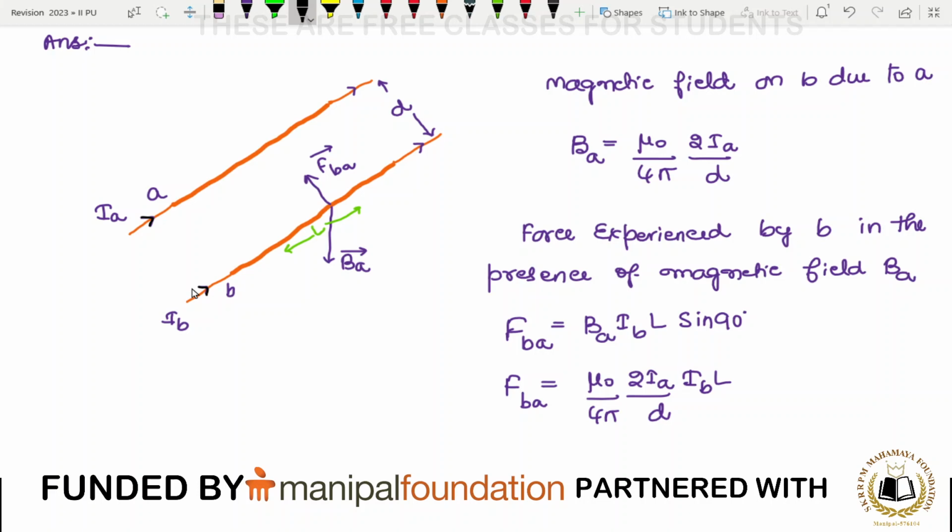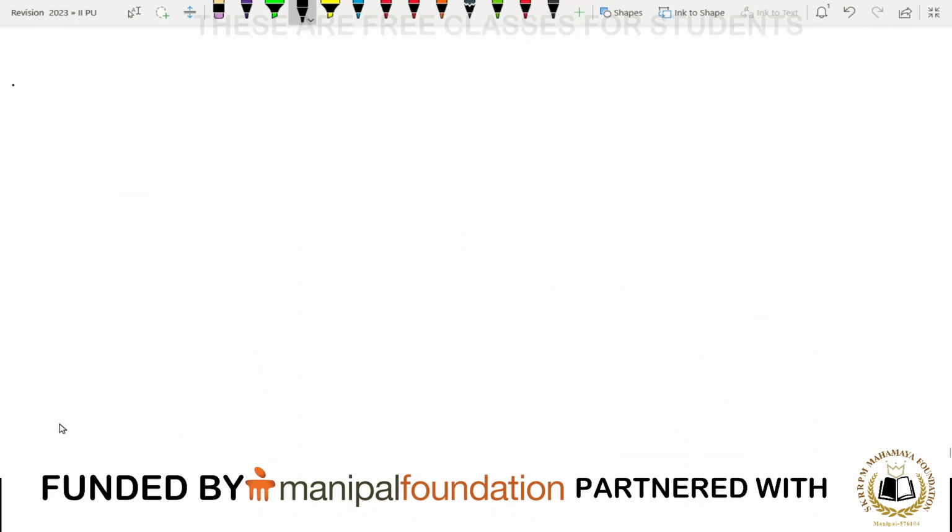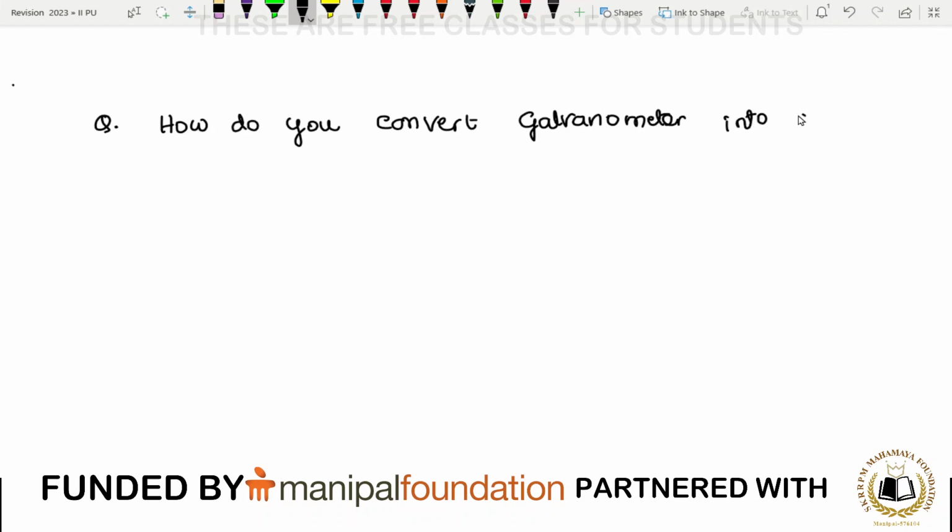Next, we'll go to the next question. One more question is the conversion of galvanometer to voltmeter and galvanometer to ammeter. We'll discuss these now. Those are 3 mark possible questions. So take the question now: how do you convert a galvanometer into an ammeter?